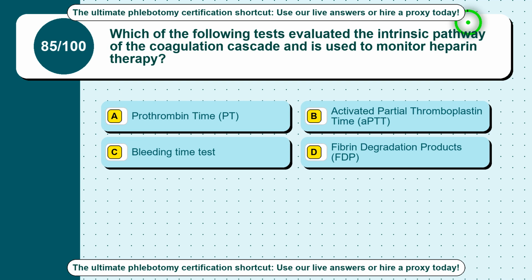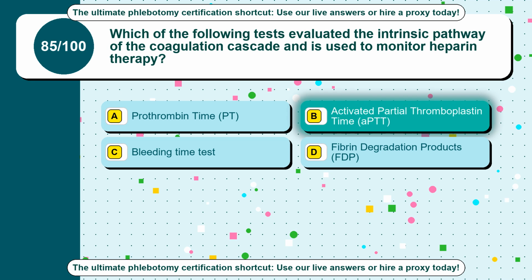Question 85. Which of the following tests evaluates the intrinsic pathway of the coagulation cascade and is used to monitor heparin therapy? Option A. Prothrombin time, PT. Option B. Activated partial thromboplastin time, APTT. Option C. Bleeding time test. Option D. Fibrin degradation products, FDP.